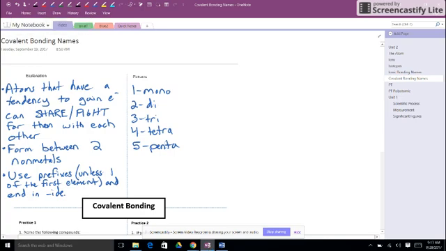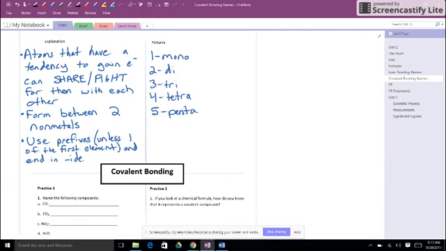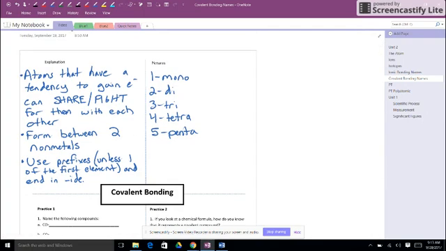Okay, for this video, I'm gonna review the rules for naming covalent compounds. So to review really quick, when do we have a covalent compound, and when do we have covalent bonding going on? Well, it's when we have atoms that have a tendency to gain electrons, sharing and fighting over them with each other. So we have two atoms that have a tendency to gain electrons. So these are probably nonmetals, and they're fighting over the same electrons again to make themselves stable. So that's why we get these covalent compounds.